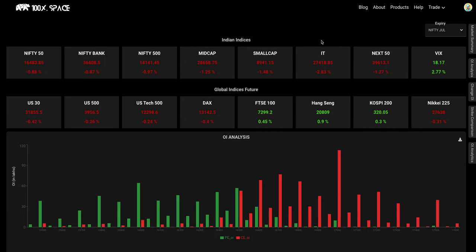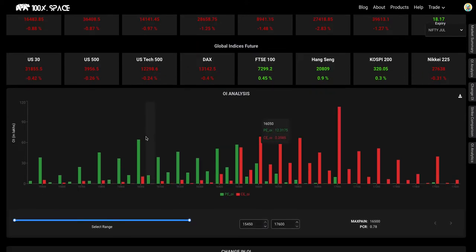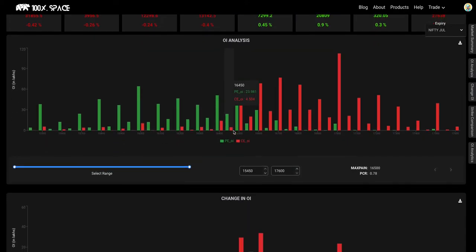Here you can see all the indices, how the whole market is going at the indices level. This is a summary of everything, VIX and all the main indexes. These are the main global indices which we follow. And this is the option dashboard. For each strike price, you can see the puts in green and the calls in red, or orange.